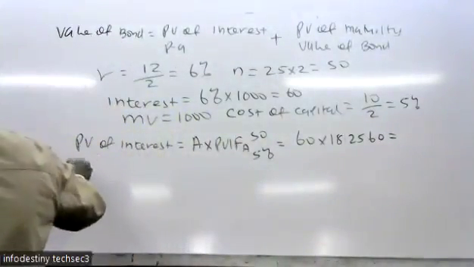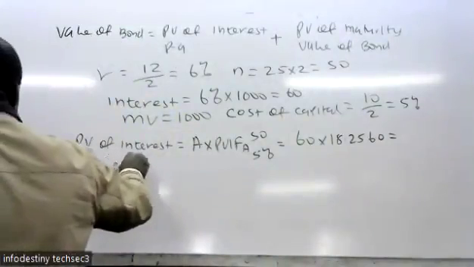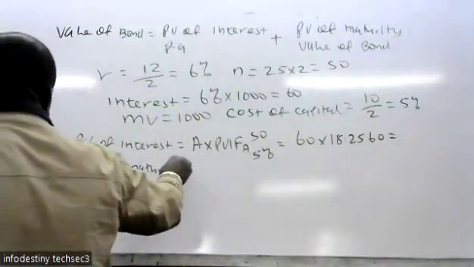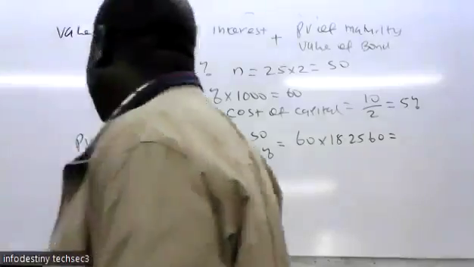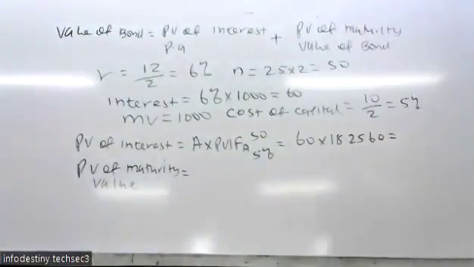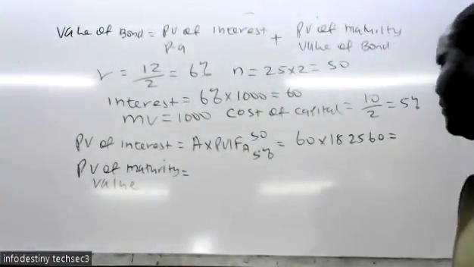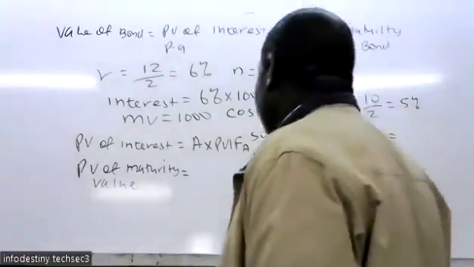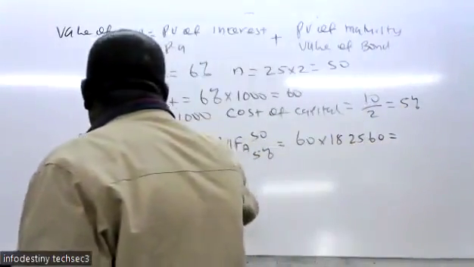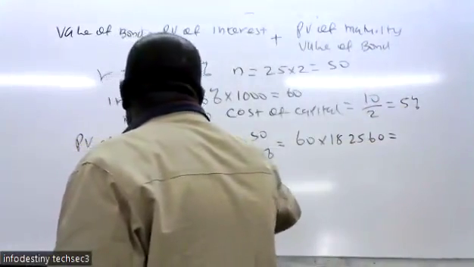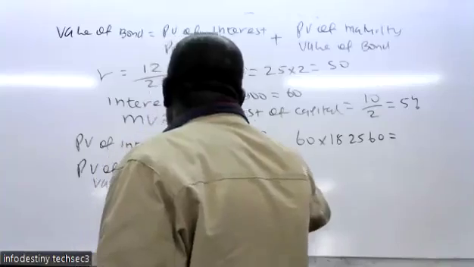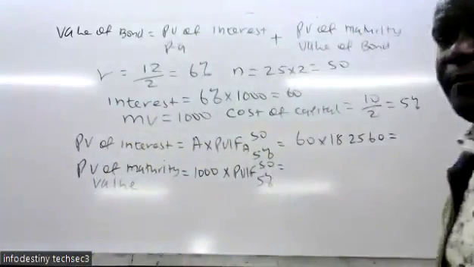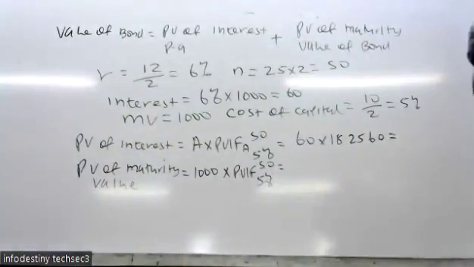Then also the present value of the maturity value. When it comes to the present value of the maturity value, it will simply be multiplied by the present value interest factor. For this one we use the first table.